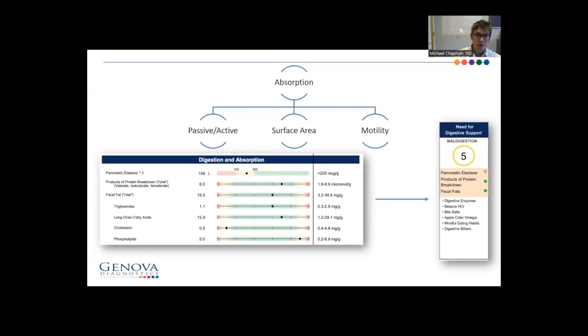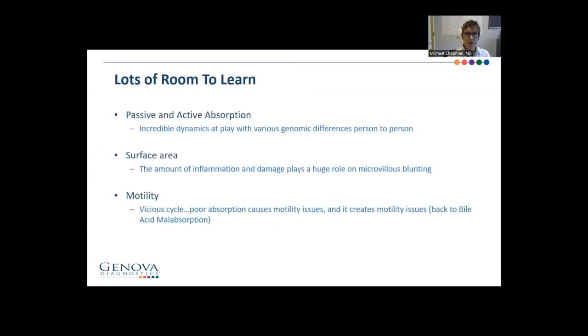Now, moving on to the absorption side of things, we have the passive and active aspect. We have surface area and motility. I'm not going to spend a ton of time on this, but basically we have a lot to learn on the absorption front. The interactions between passive and active absorption, there are incredible dynamics at play here, and there's a lot of personal variability from a genomic perspective. A lot of SNPs can play a role in how well somebody has a transporter that is able to bring in different proteins and amino acids, things of that nature. So we have a ton to learn in that area.